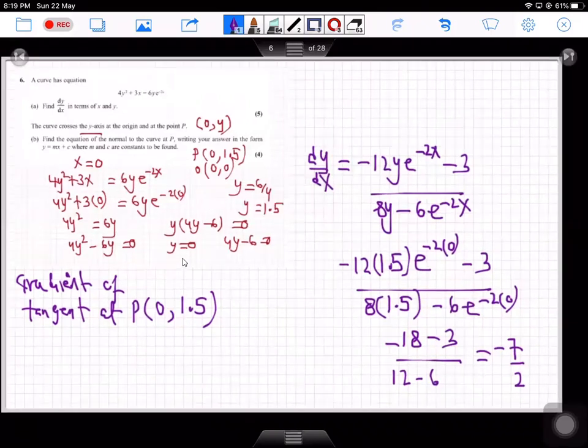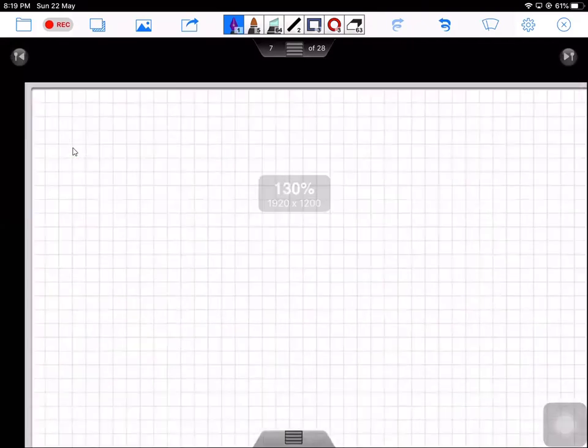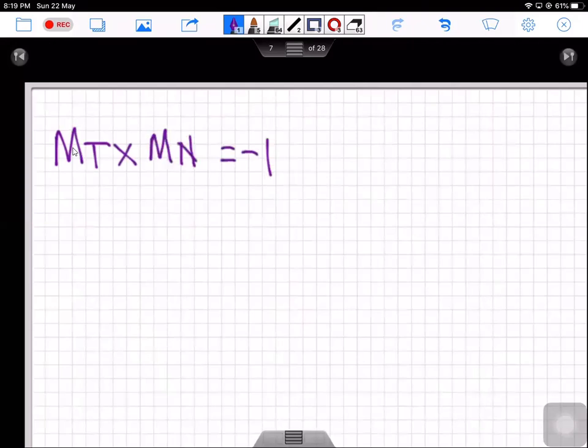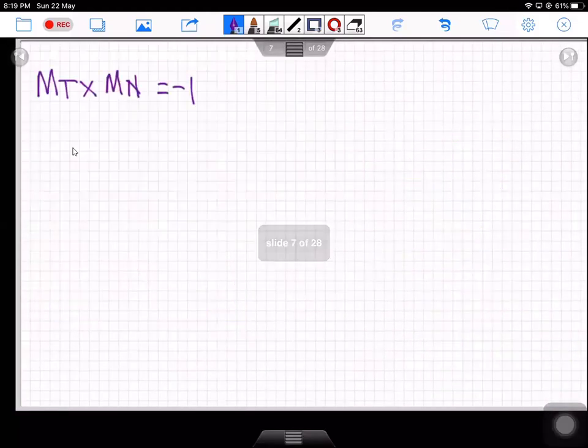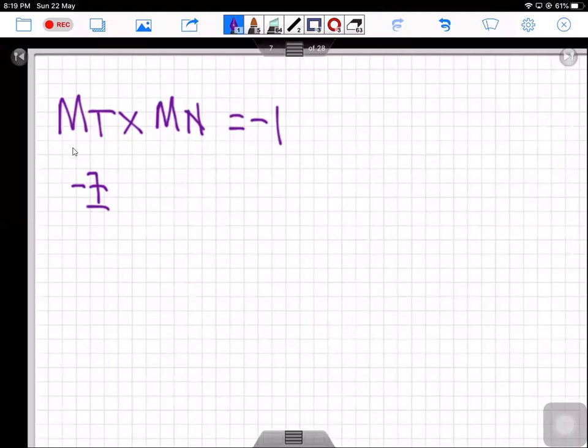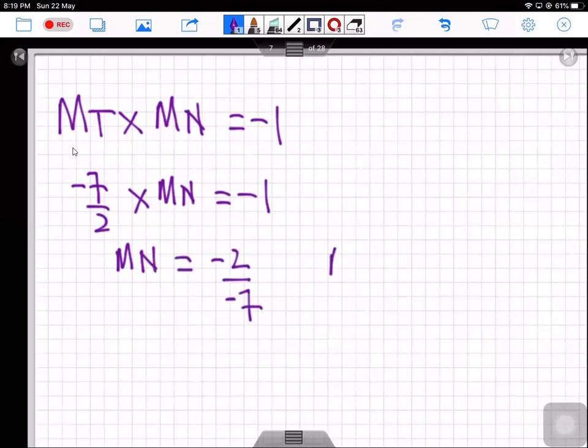Now I'm interested in finding the gradient of the normal, because I need the equation of the normal. And as we know that the tangent and the normal, these two lines are perpendicular to each other. Therefore, I can say that the gradient of tangent multiplied by gradient of normal is equal to minus 1. And as we know that the gradient of tangent is minus 7 over 2. So minus 7 over 2 multiplied by gradient of normal will be equal to minus 1. Therefore, the gradient of normal is minus 2 divided by minus 7, which will be 2 over 7.